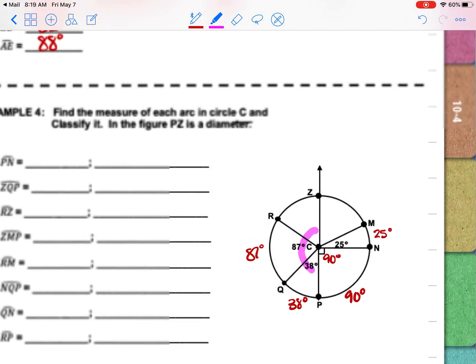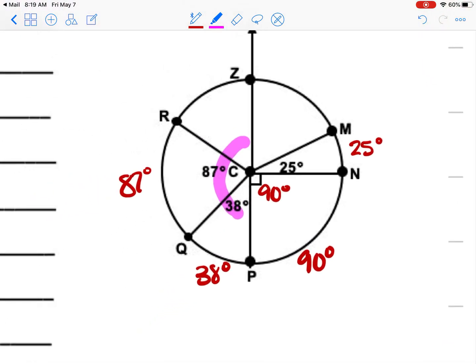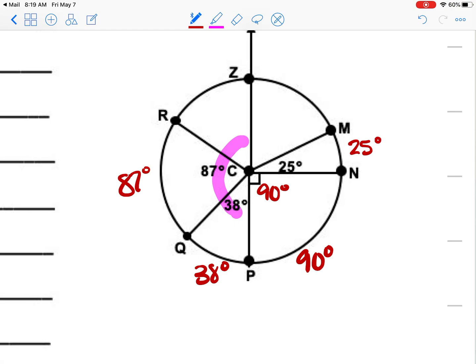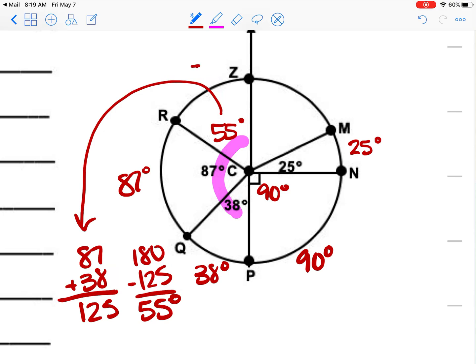And if we're not sure, we can look here. P to Z is a diameter. Always pay attention to those little details. So we know we can add 87 and 38, and that gives us 125. Subtract from 180, not 360, because we're working with a semicircle for a minute, and that gives us 55. So there is where that comes from, which makes its minor arc the same.